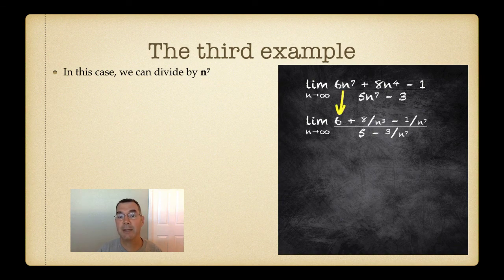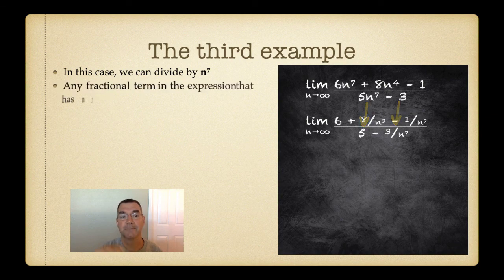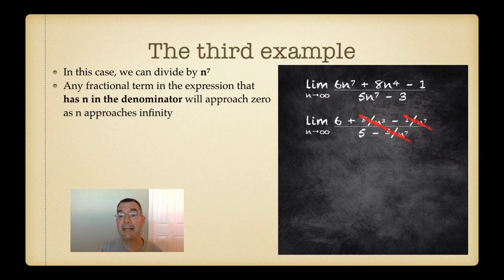6n to the 7 becomes just 6. 8n to the fourth becomes 8 over n to the third. Negative 1 becomes negative 1 over n to the 7, and then on the bottom, 5n to the 7 becomes just 5, and the negative 3 becomes negative 3 over n to the 7. And again, any term that is a fraction with a constant on the top and n to some exponent on the bottom will approach 0 as n approaches infinity.